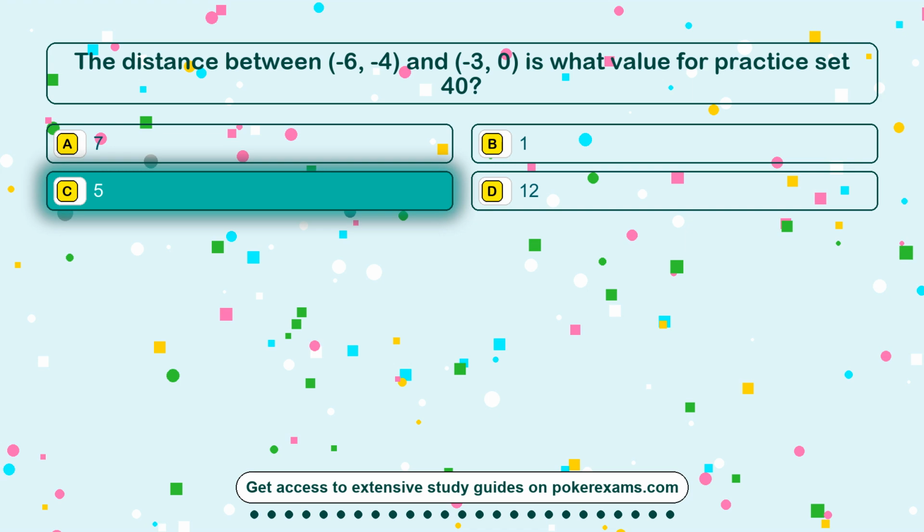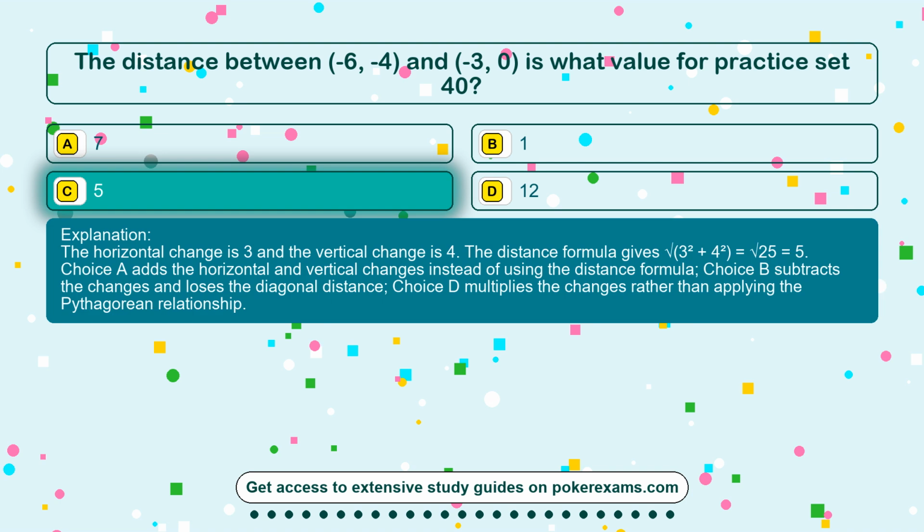The correct answer is option C, 5. The horizontal change is 3 and the vertical change is 4. The distance formula gives 3 squared plus 4 squared equals 25, and the square root of 25 is 5.